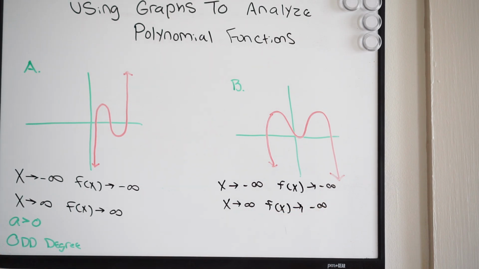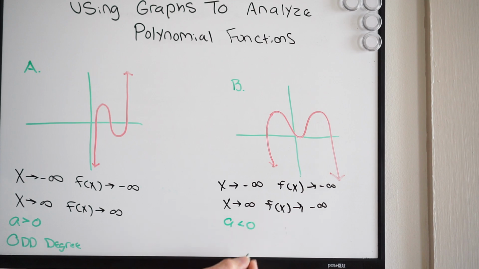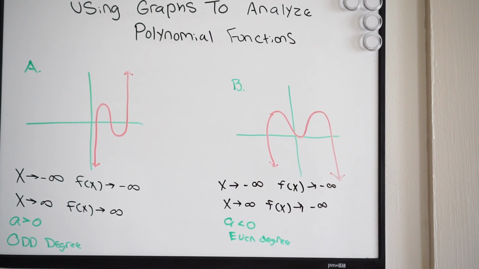Okay, well again, based on this criteria, if we go back to the table, we can see here that A, in this case our leading coefficient, will be less than 0. So we can say A is less than 0. So again, A is talking about our leading coefficient. Right? And this will have an even degree. Even degree. Alright? And that is it. So that is how we can use graphs to analyze polynomial functions.